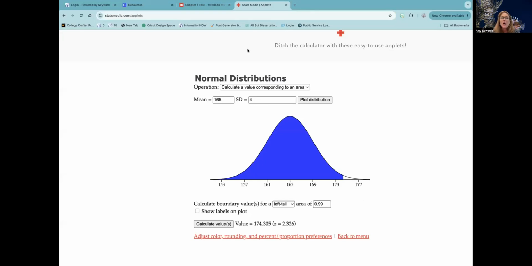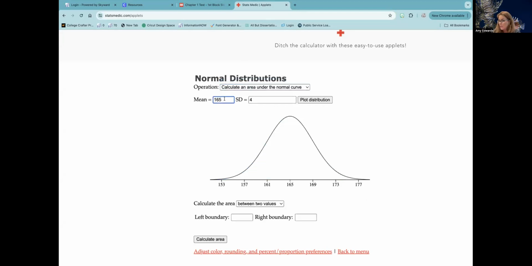Okay, yay. So what you're going to do here is go back to calculating the area under the normal curve.